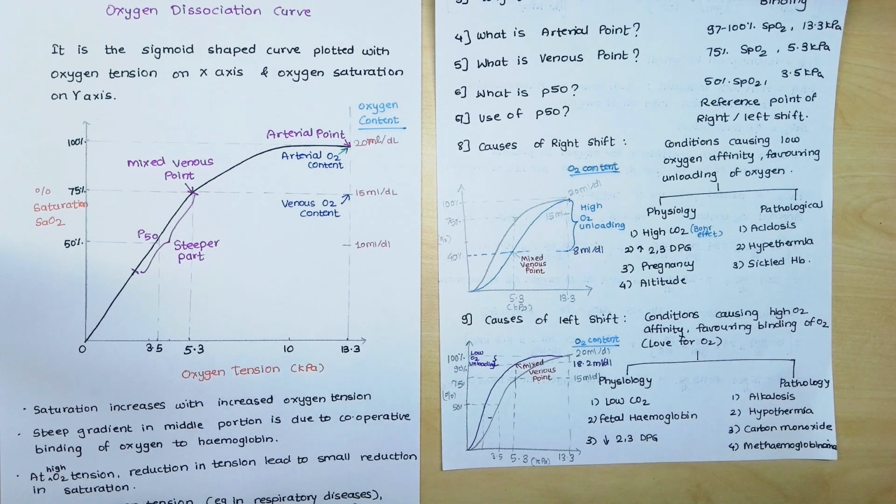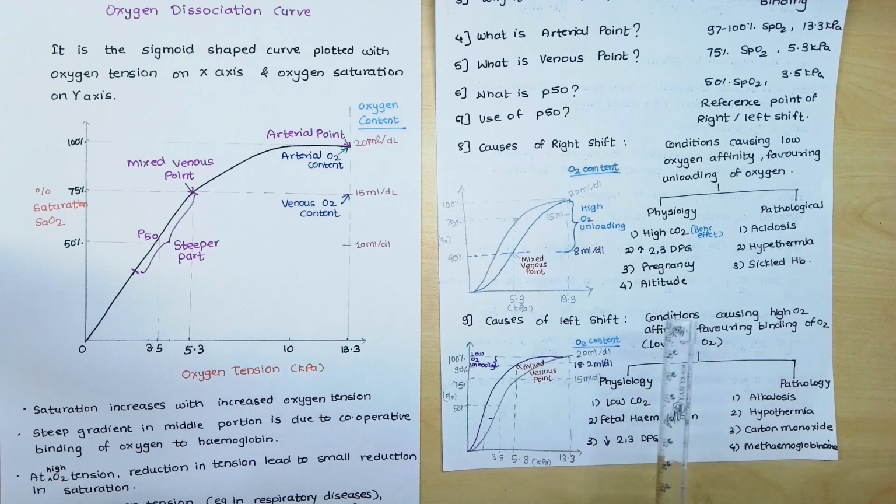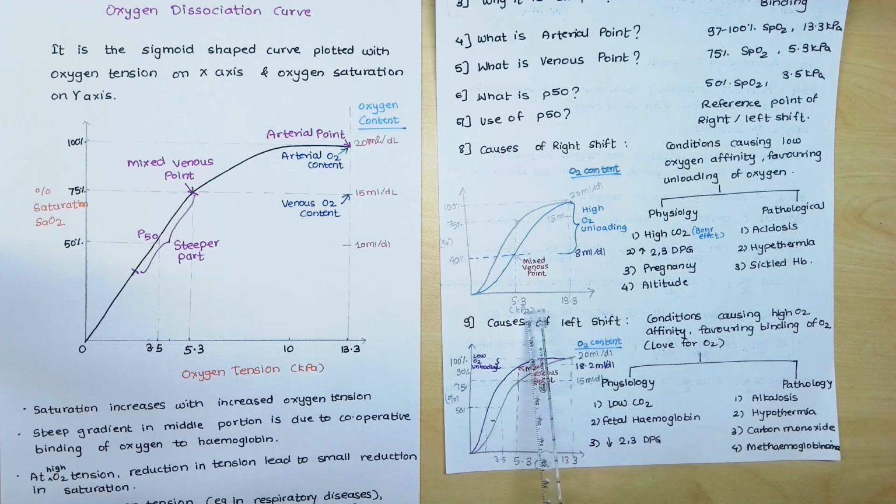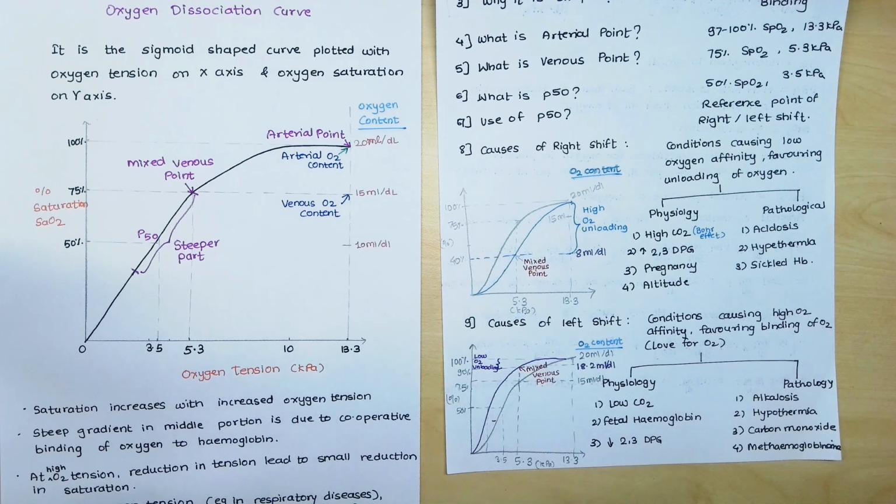In this diagram, we see the normal oxygen dissociation curve. The arterial point corresponds to 100% of saturation and 20 ml per deciliter of blood volume of oxygen content. The mixed venous point corresponds to 75% of saturation and 15 ml per deciliter of oxygen content. When the oxygen curve is shifted to the right, the mixed venous point with the 5.3 kilopascal of oxygen tension corresponds to 40% of saturation.